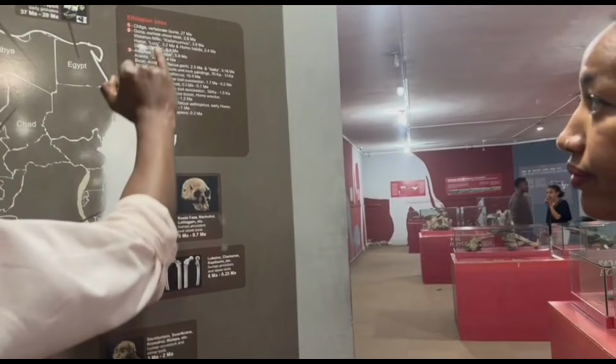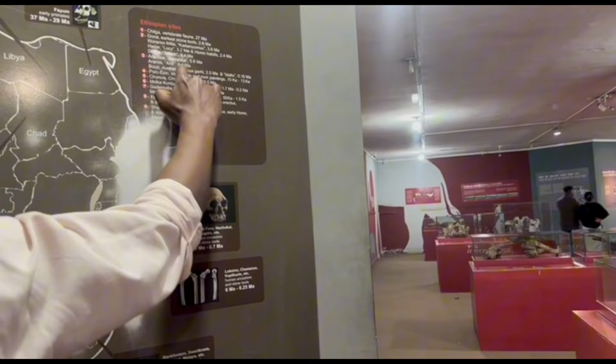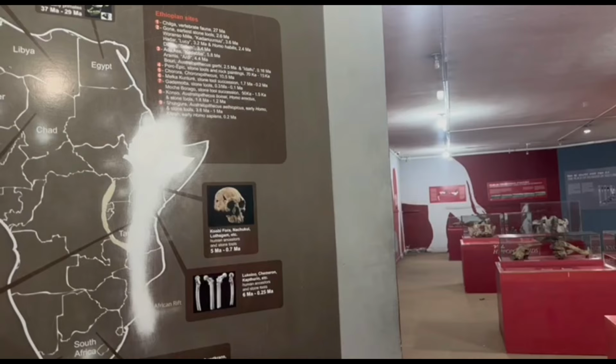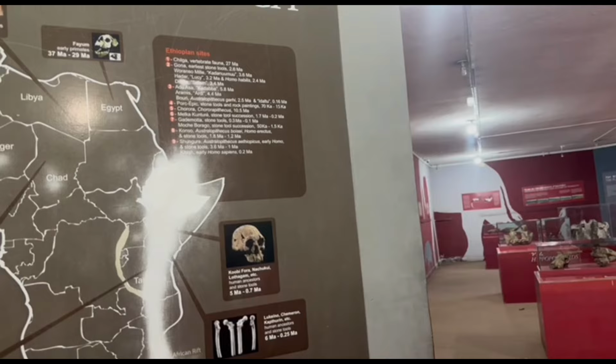But as you can see, Ardi is also discovered from here. So she was not the oldest human hominid. We also have the hominid by the name of Ardipithecus kadabba, 5.8 million years old. And there are lots of stone tools which were also discovered from here.